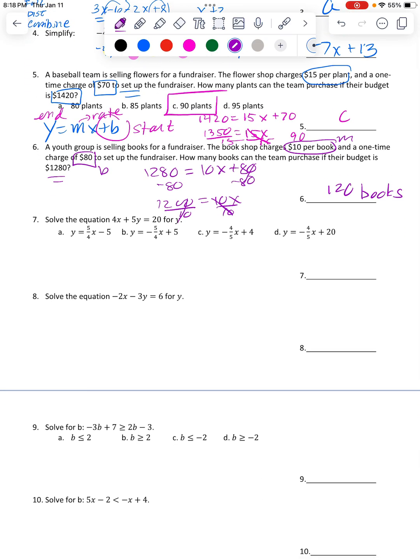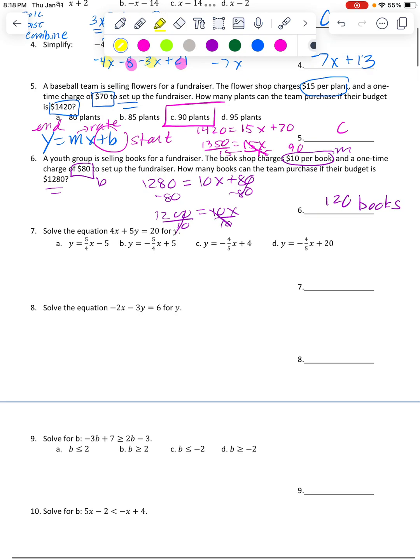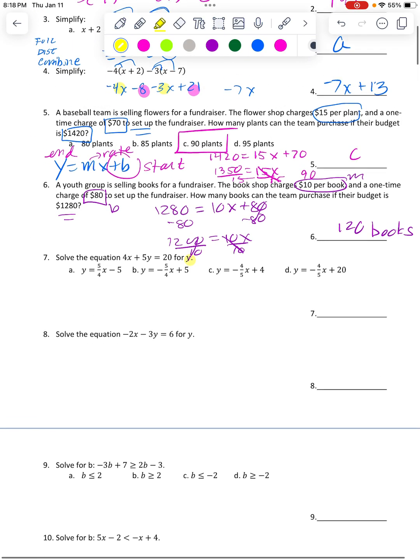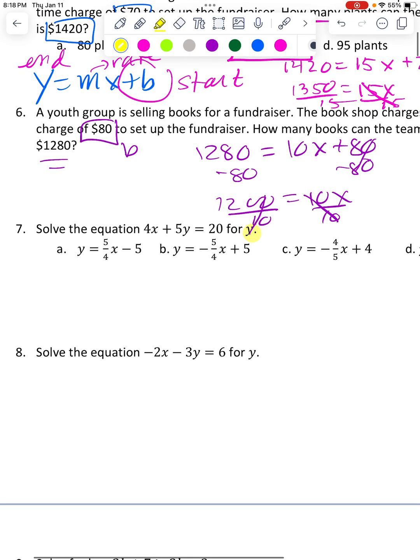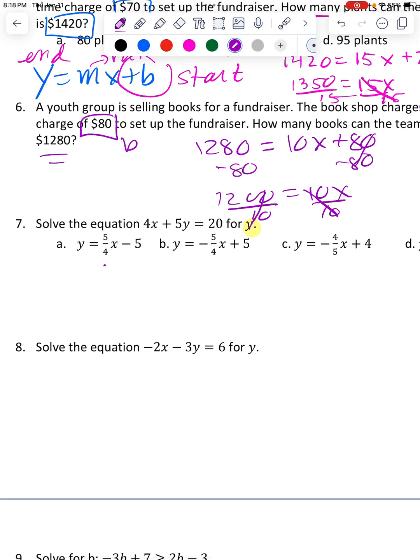All right, solve for y means get y alone. It means move stuff around until y is by itself. So I have 4x plus 5y equals 20, and I'm going to try to get this y alone. So you start by moving things that are farthest away from it. So in this case, that would be a -4x.